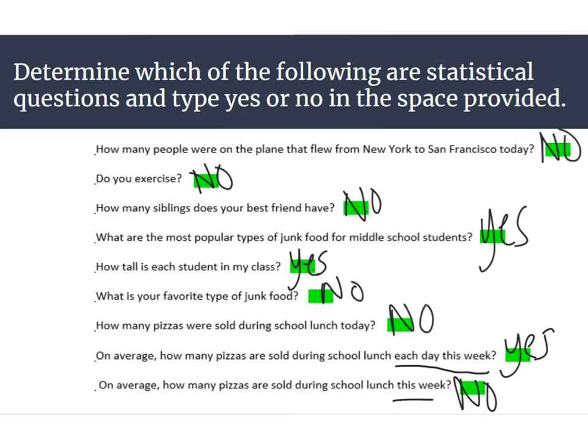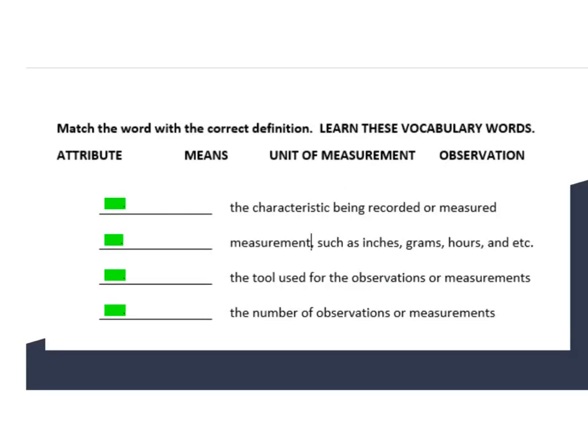Okay, you'll do more practice with some of these questions on your own when you do your practice towards the end of these slides. Okay, so for this slide, we're just going to talk about some vocabulary words that you would see once you have asked a statistical question and gotten information from somebody and gotten your data points. There's different things that you'll be looking at. So the 4 words we're going to talk about are attribute, means, unit of measure, and observation.